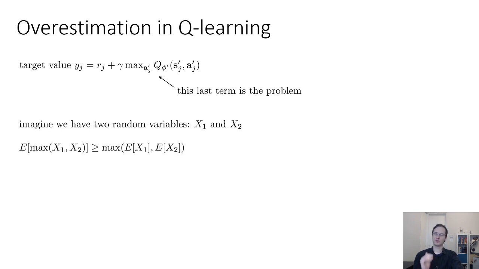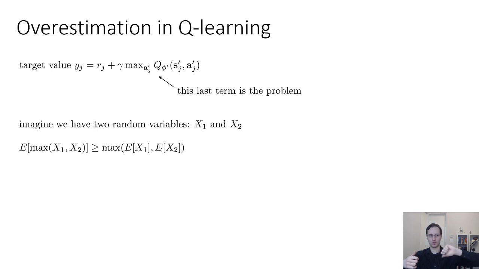You can prove that the expected value of the max of x1 and x2 is always greater than or equal to the max of the expected value of x1 and the expected value of x2. The intuition for why this is true is that when you take the max of x1 and x2, you're essentially picking the value that has the larger noise. And even though the noise for x1 and x2 might be zero mean, maybe they're both univariate Gaussians, the max of two zero mean noises is not in general zero mean.